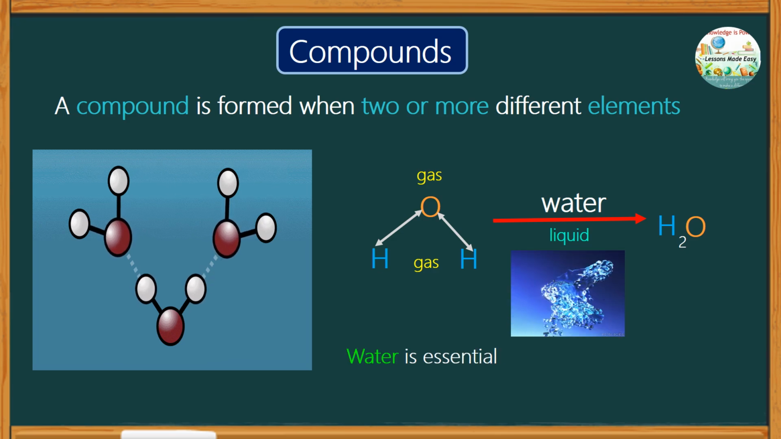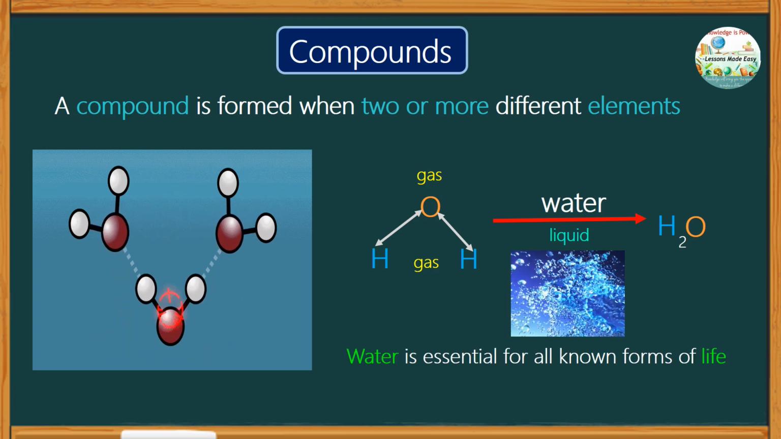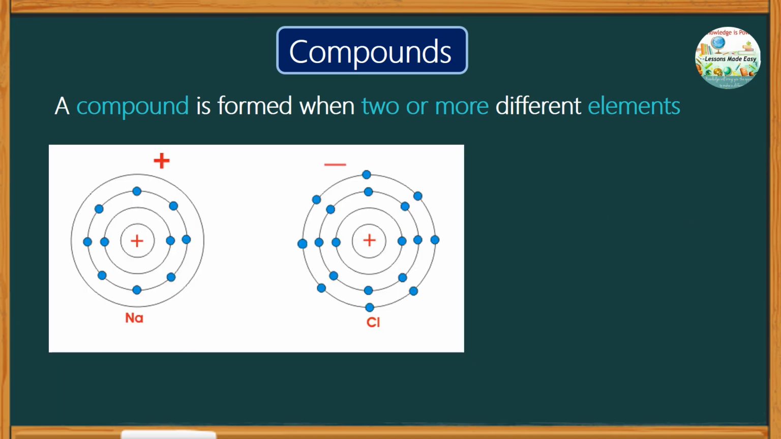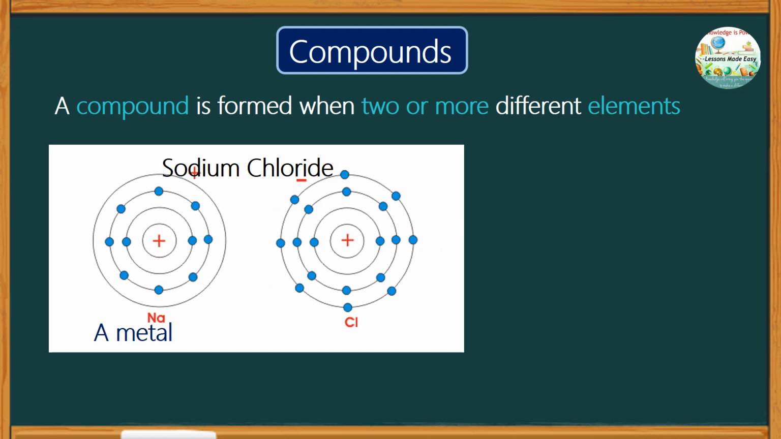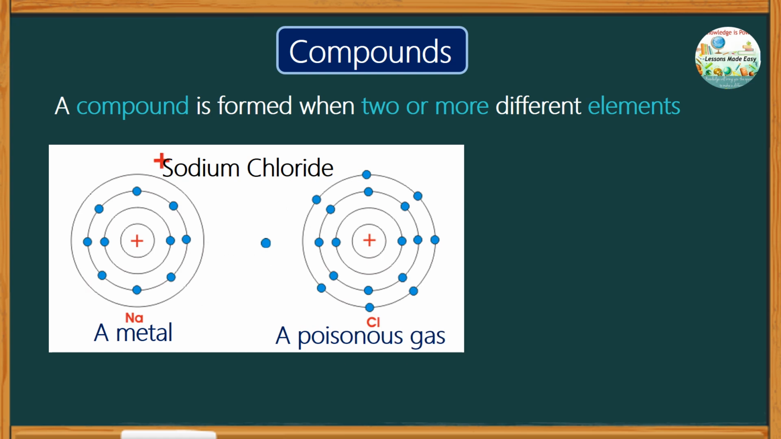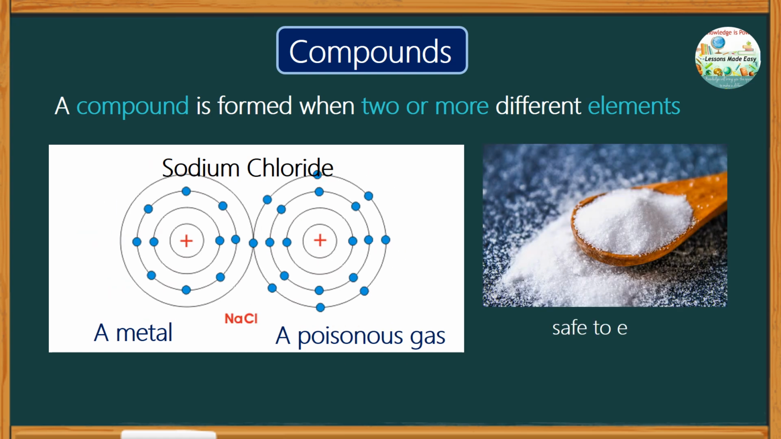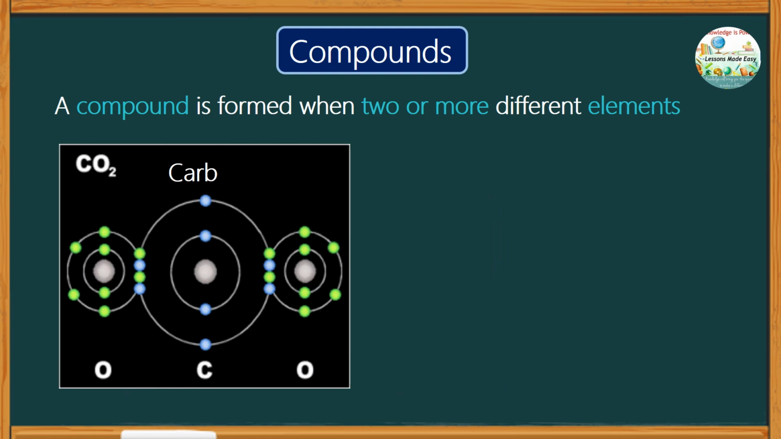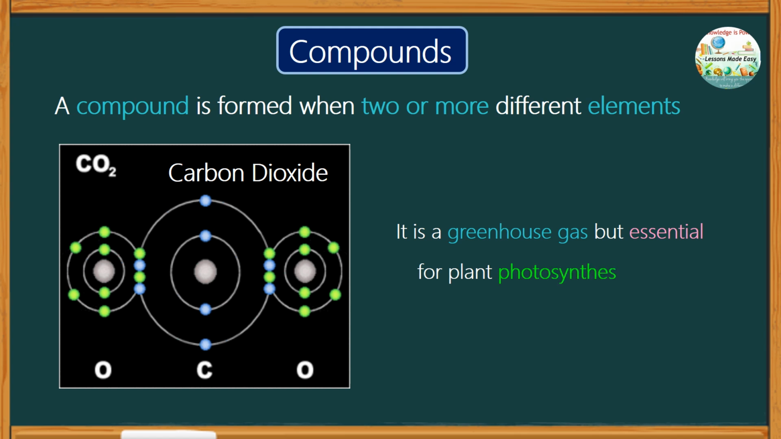Water is essential for all known forms of life, covering 71% of the Earth's surface. Another example of a compound is sodium chloride, made from sodium, a metal, and chlorine, a poisonous gas. But together they make table salt that is safe to eat. Common table salt is vital for human health and food preservation. We also have carbon dioxide, which is formed when one carbon atom is bonded to two oxygen atoms. It is a greenhouse gas, but essential for plant photosynthesis.